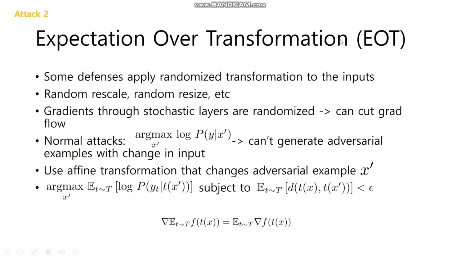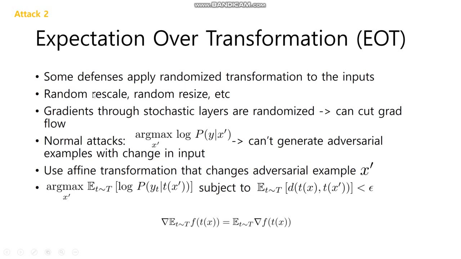EOT itself was actually introduced in previous papers, but this paper re-proposed expectation over transformation to attack previously known adversarial defenses. Some defenses apply randomized transformations to the inputs, such as random rescale, random resize, etc. How do we defend against adversarial attack with such randomized transformations to the input? Let me explain it later. But let's just assume that such randomized transformations to the inputs are effective in defending against adversarial attack.